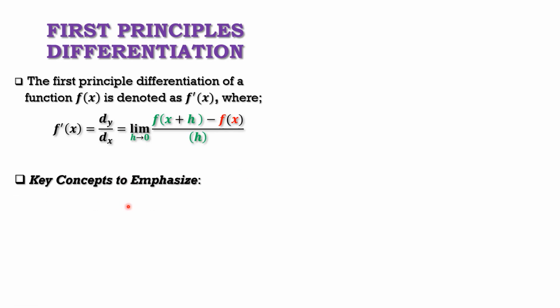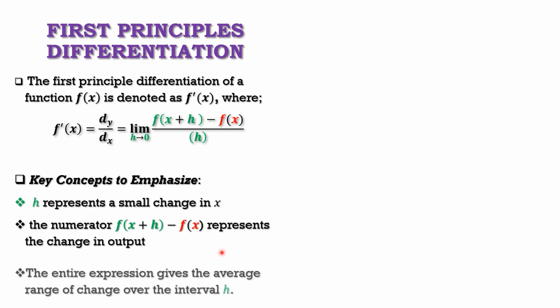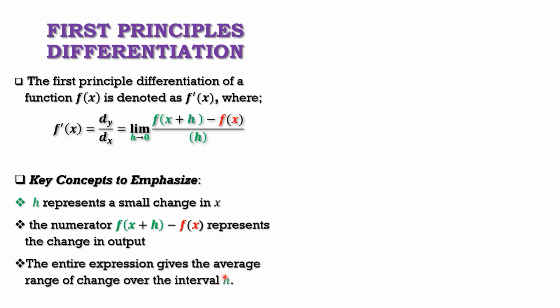The key concepts about this particular expression are such that h represents a small change in x, and the numerator, that is f of x plus h minus f of x, represents the change in the output. Then the entire expression gives the average rate of change over the interval h.